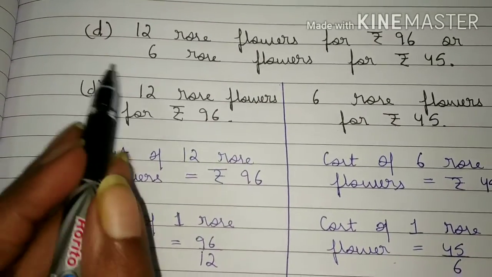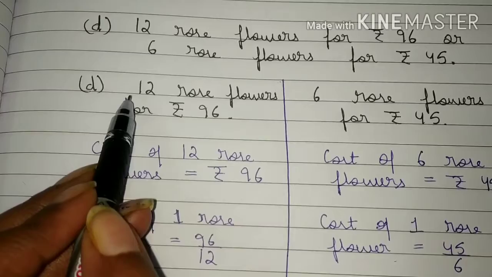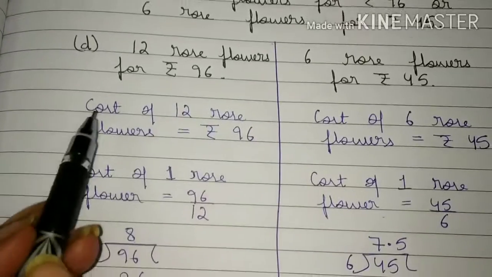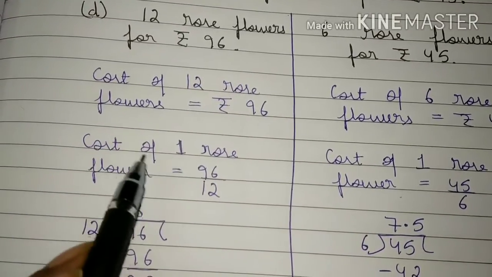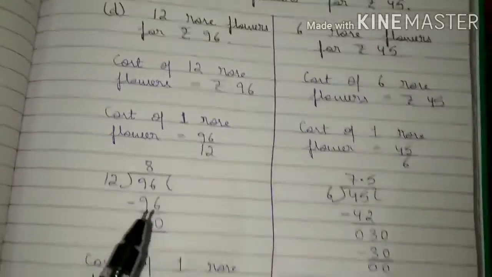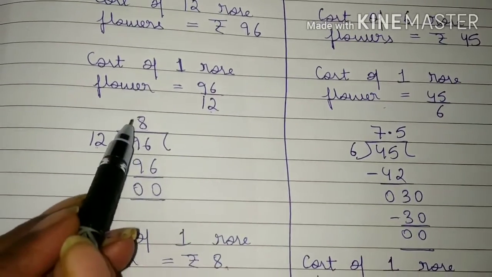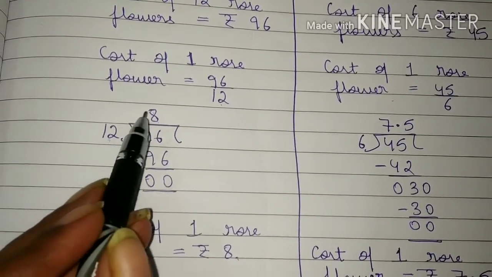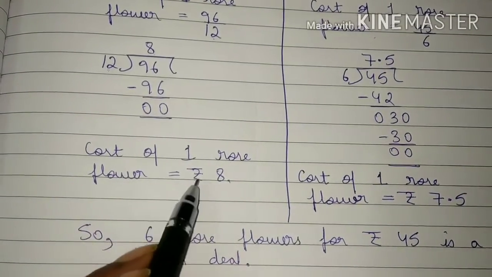Now, first deal is 12 rose flowers for rupees 96. It means cost of 12 rose flowers is rupees 96. So, cost of one rose flower is 96 divided by 12. When you divide 96 by 12, you will get answer 8. So, cost of one rose flower is rupees 8.